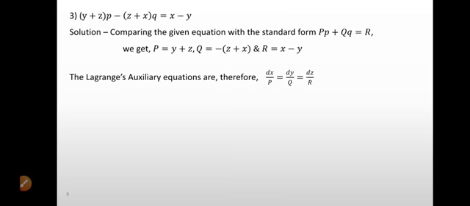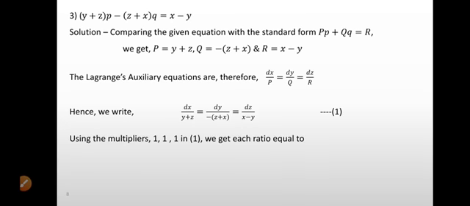(y plus z) into p minus (z plus x) into q equal to x minus y. Comparing, we get P, Q, R as P equal to y plus z, q equal to minus of z plus x, and r equal to x minus y. Write the auxiliary equations. Now here we cannot eliminate the factors in the denominator as the terms are connected by plus or minus sign. So now let us see what are the steps.